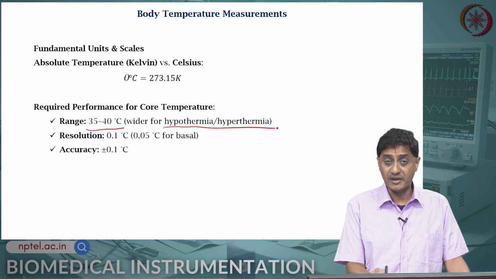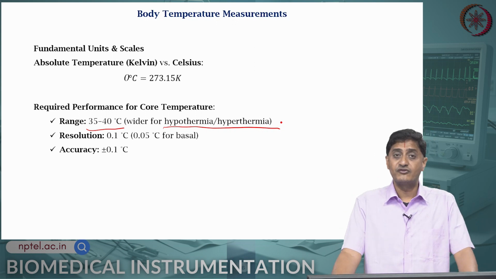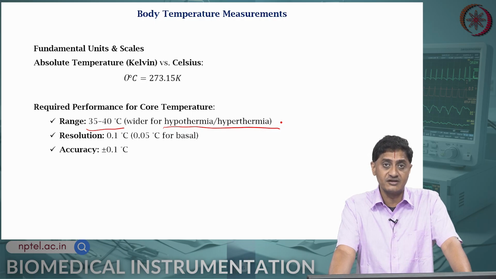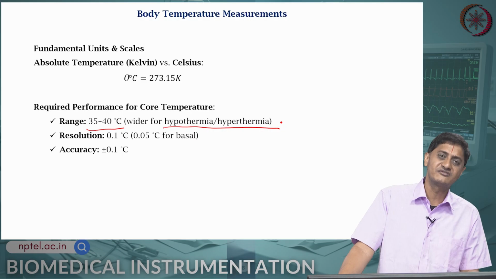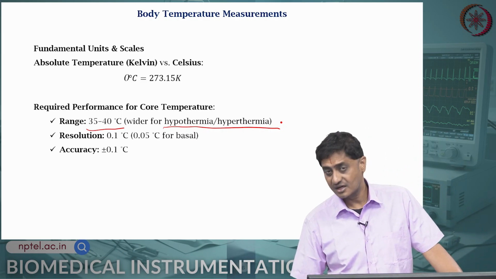What is hypothermia? When the body temperature suddenly drops. For example, when the person is exposed to cold water or cold environment, snow, cold, frozen environments. In such cases, hypothermia, and the resolution of interest is about 0.1 degree Celsius and accuracy is about 0.1 degree Celsius. Now, what is the difference between resolution and accuracy? We discussed that in one of the first few weeks. Do check the difference between resolution and accuracy.